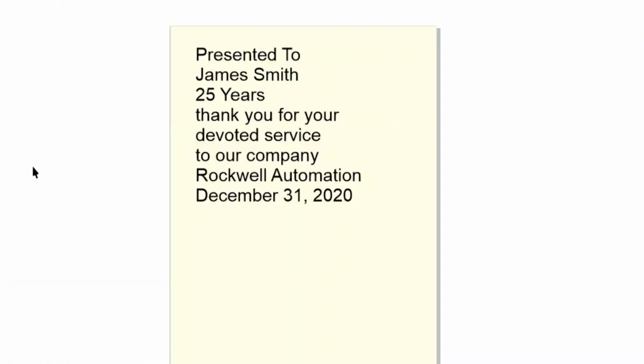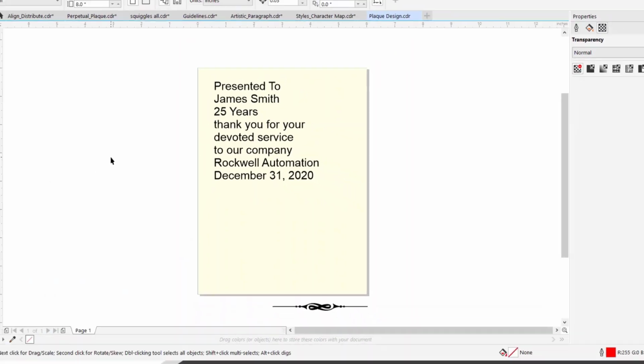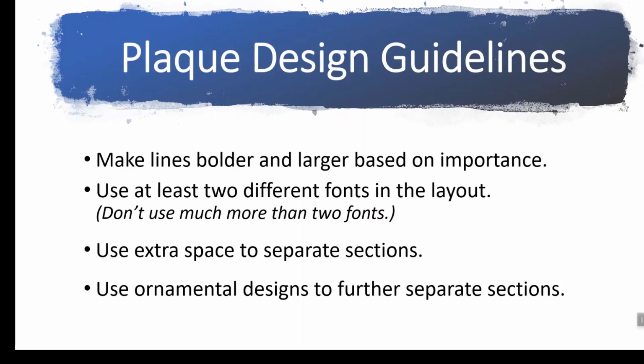The final topic I want to go over here is plaque layout and design. We're going to take some of the things we've learned here with text, and we're going to make a nice looking plaque. Whenever you're laying out a plaque, there are certain guidelines that you need to adhere to make the plaque look good. You have to make the lines bolder and larger based on the importance of that particular line of text. You need to use at least 2 different fonts in the layout, but try not to use more than 2 fonts. You don't want it to look too busy. Use extra space to separate the different sections. And finally, you use ornamental designs to further separate the sections.